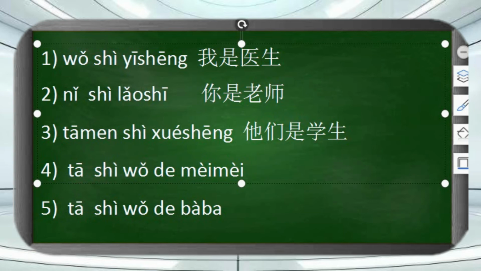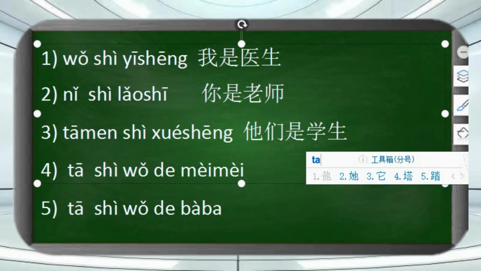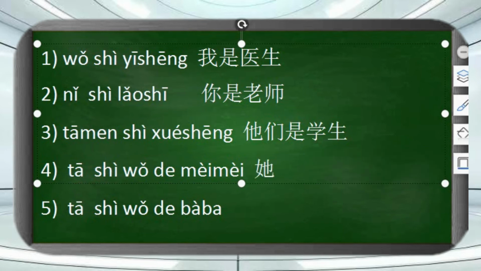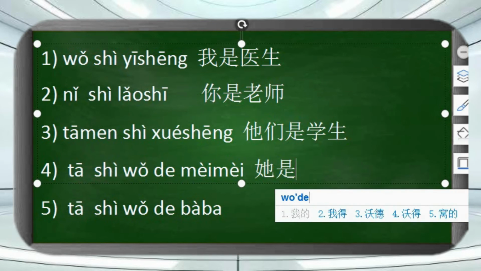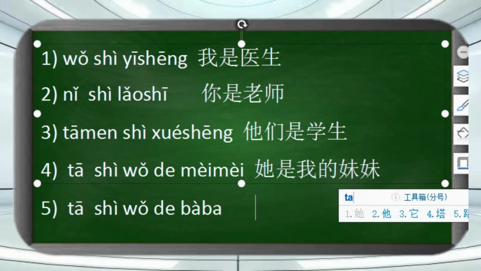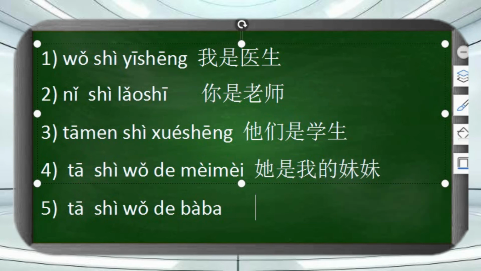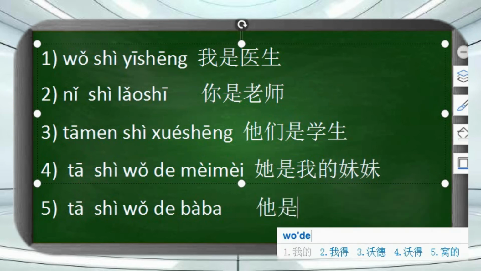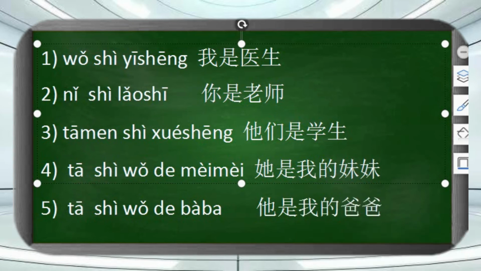她是我的妹妹. Now I'm talking about a girl, so for 她 I will choose the character for girl, which is number 2. Number 1 is used for men. 她是我的妹妹, she is my younger sister. 他是我的爸爸. Now I'm talking about a male, so I will choose character number 1, which is used for men. 他是我的爸爸, he is my father. Okay, let's review. 我是医生, 你是老师, 他们是学生, 她是我的妹妹, 他是我的爸爸.